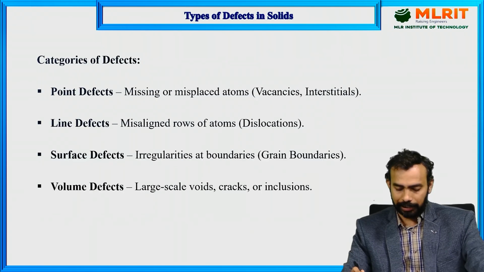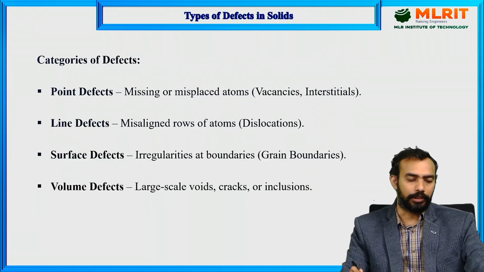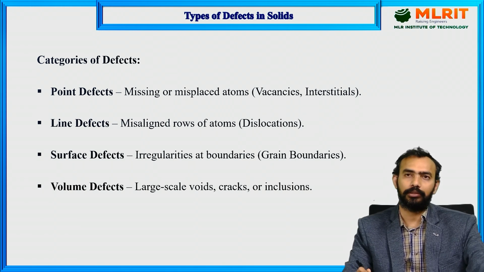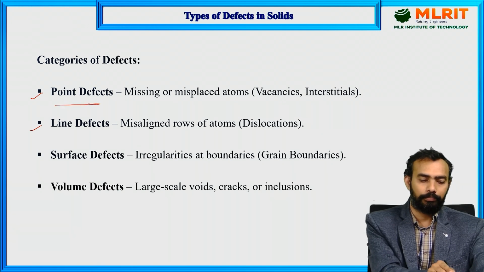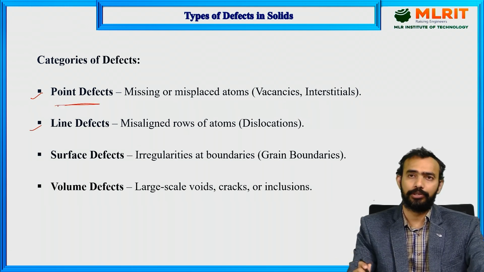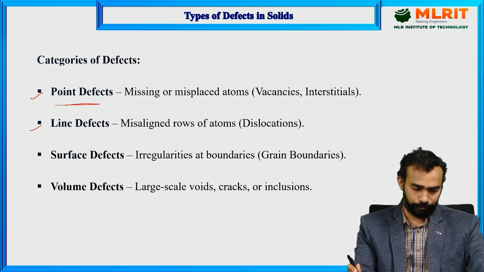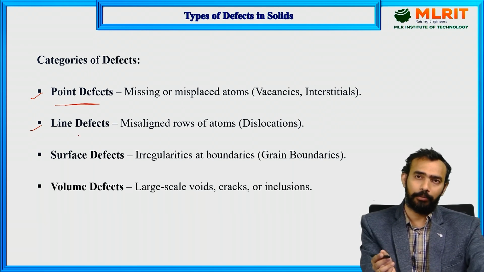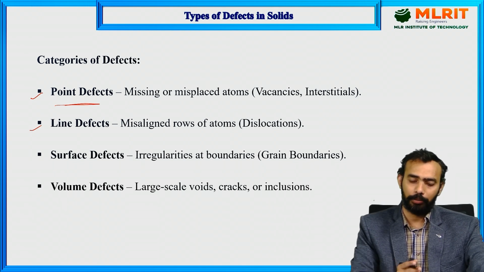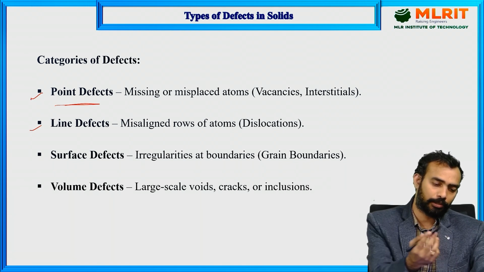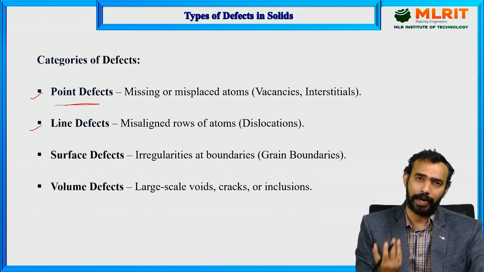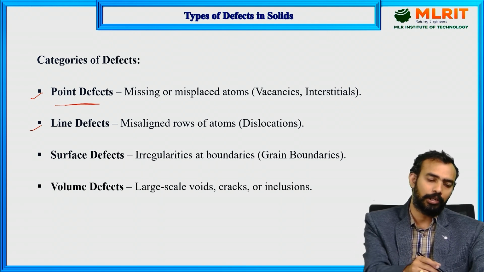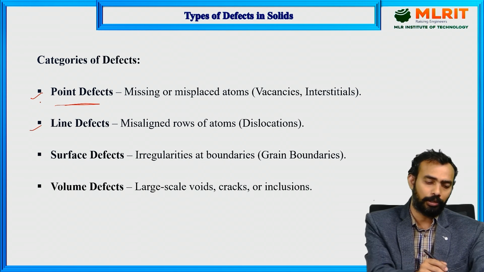If you look at the classification of defects in solids, based on dimensionality the defects are categorized into 4 categories. The first is point defects, which are 0-dimensional defects. Point defects are defects identified at the atomic level. If any defect is observed at the atom level in a material, we call it a 0-dimensional defect or point defect.